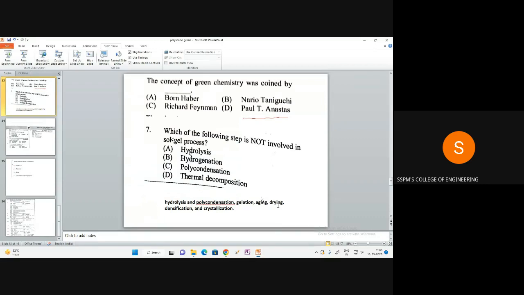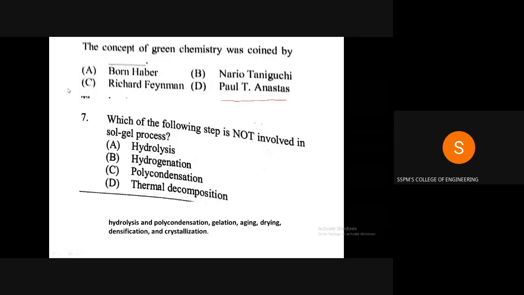So in this, the answer would be: which of the following is not a step of Sol-gel technique? So correct answer is thermal decomposition. Thermal decomposition is not done in it. Thermal decomposition means by using temperature we can decompose the product. So thermal decomposition is the answer for that Sol-gel process.